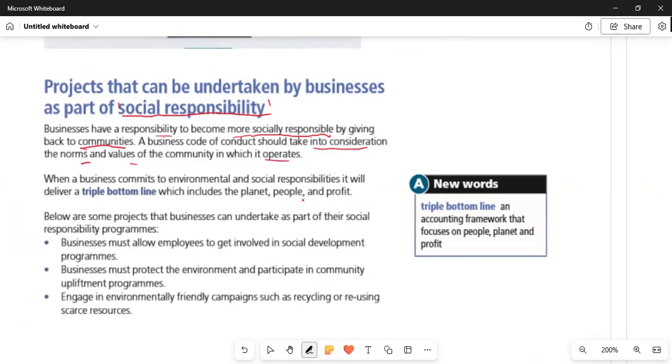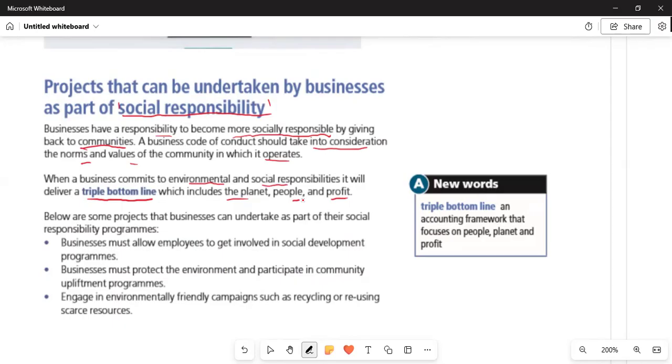So when business commits to environmental and social responsibility, it will deliver on the bottom line, which includes the planet, people, as well as profit. So that is called what? A triple bottom line. So this is where we're going to take care of the environment. This is where we're going to take care of the employees, and you're not going to make a profit at the expense of the community.